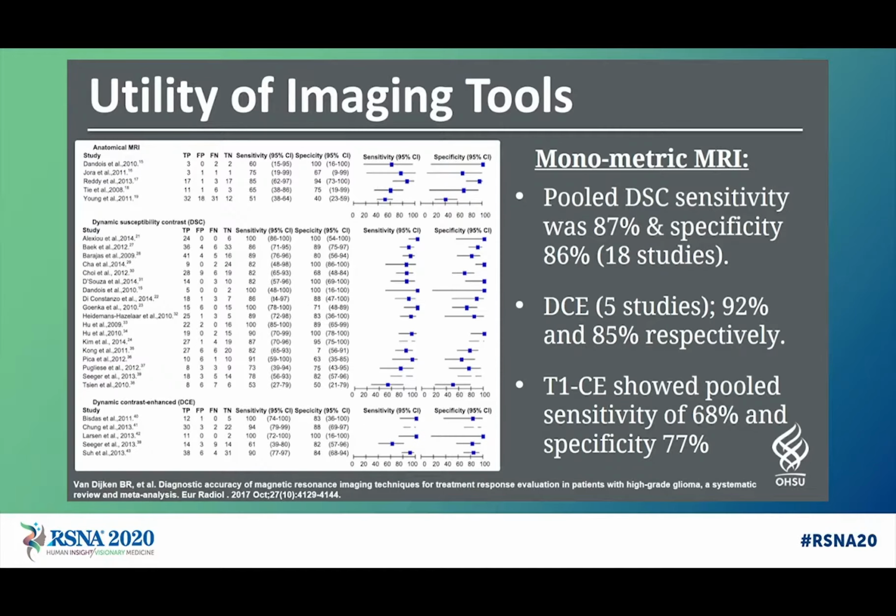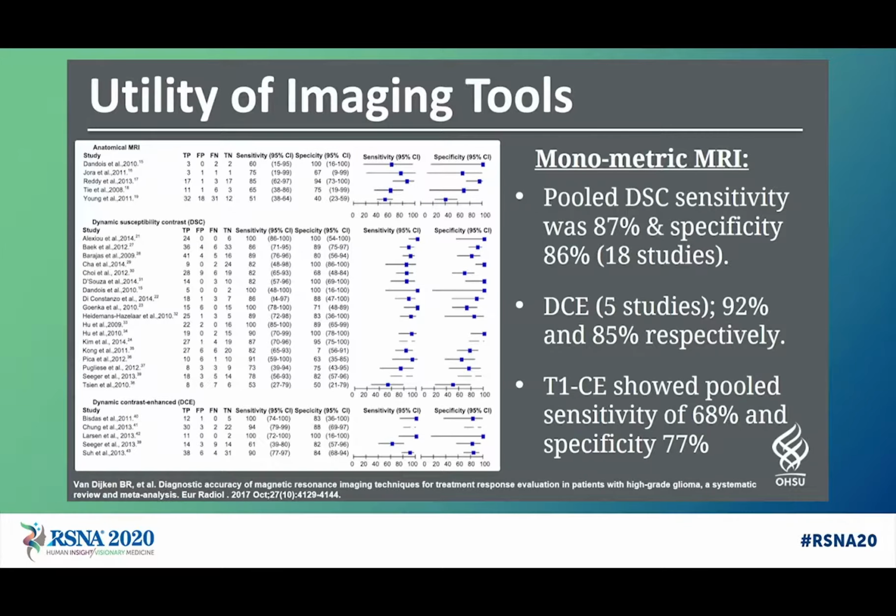Given the ability of clinically available imaging techniques to capture biologically relevant information, the question arises, what is their diagnostic utility for differentiating true progression from pseudoprogression? A meta-analysis by Dr. Van der Geeken and colleagues conducted a systematic review and meta-analysis to provide an overview of the diagnostic accuracy of common MRI techniques for assessing treatment response in high-grade glioma patients. The final inclusion was 35 studies comprised of 1,174 patients.